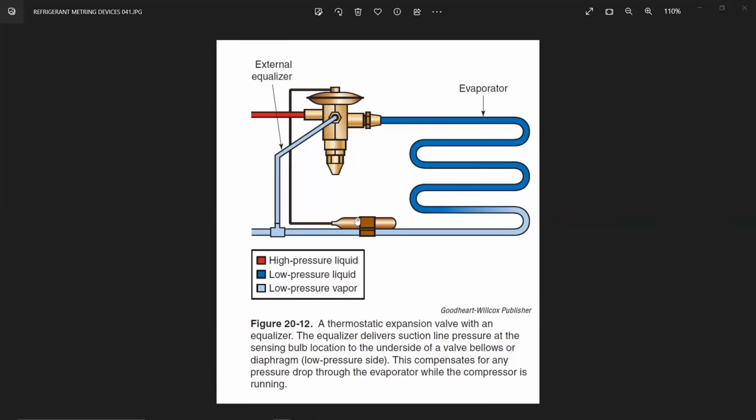Now you see, the externally equalized thermostatic expansion valve will always be connected downstream of the evaporator, ahead of the sensing bulb. Okay, that is the idea. And there's always something ahead of it.